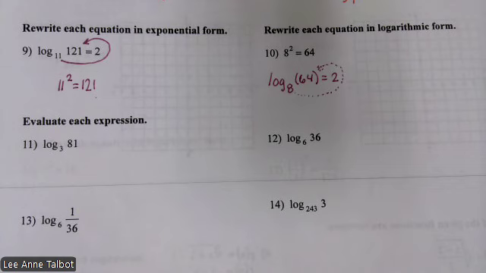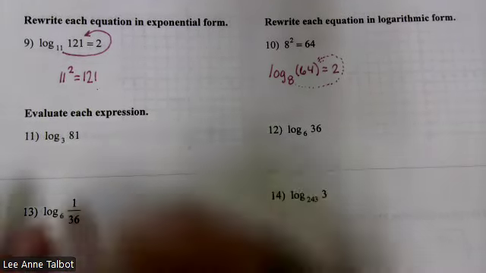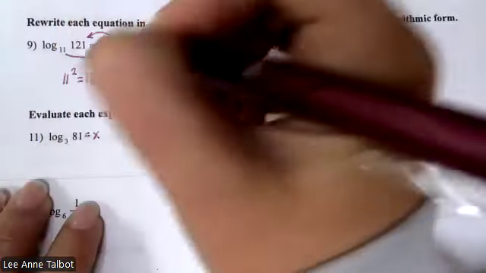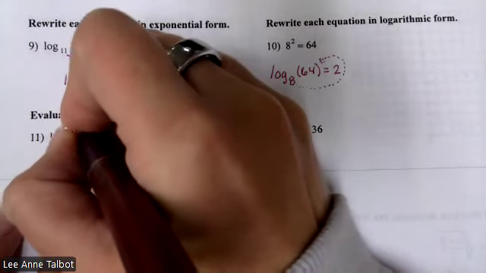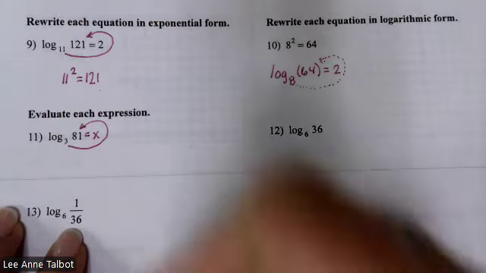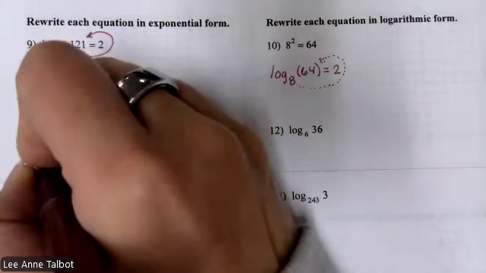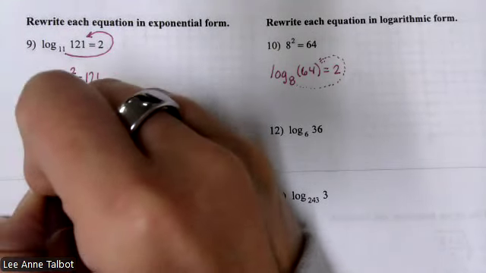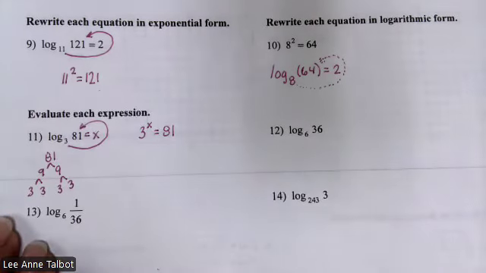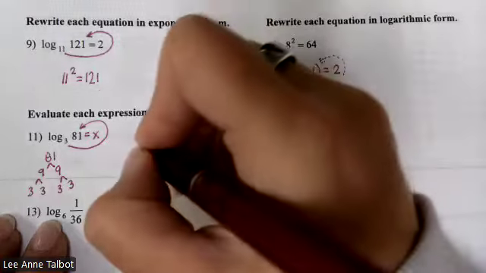Okay, next 4 problems are also Guinan circle, but we actually have to do something. Equals x. Guinan circle. 3 to the x equals 81. I bet most of you guys already know that it's 3 to the 4th by now, but it's notes, you know.